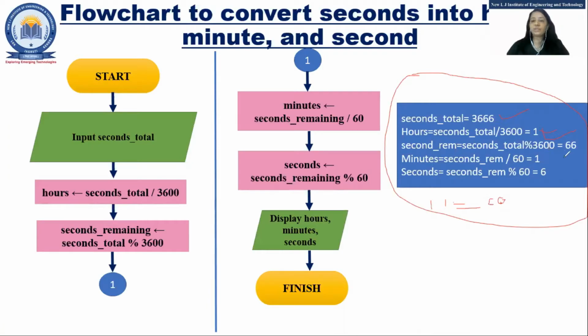So the next one is what? 66. But how to get this, right? For that, there is one operator, and that is called the modulo operator. It is nothing but the percentage sign. It is called a modulo operator. It will give you the remainder.